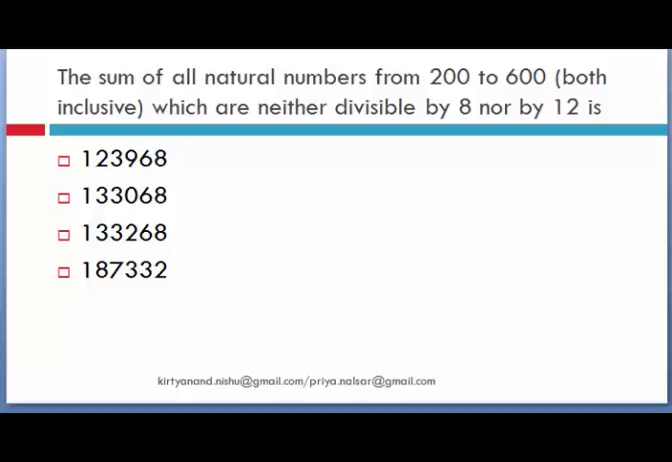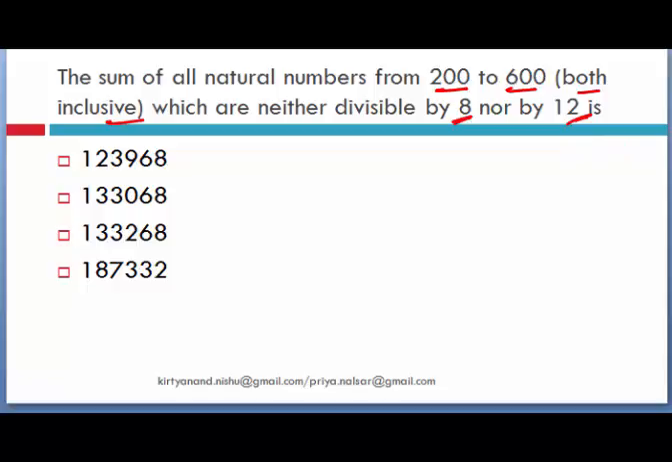If I were giving this examination in the first attempt, I would never have attempted this question. See, what I can very easily do here is eliminate a couple of options very quickly, and I'll show you how I can do that. Okay, so it says the sum of all the natural numbers from 200 to 600, both numbers inclusive, which are neither divisible by 8 nor divisible by 12.